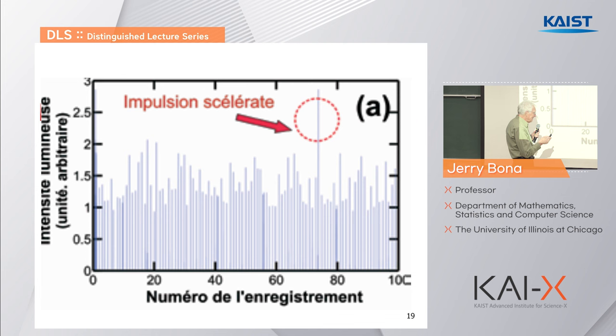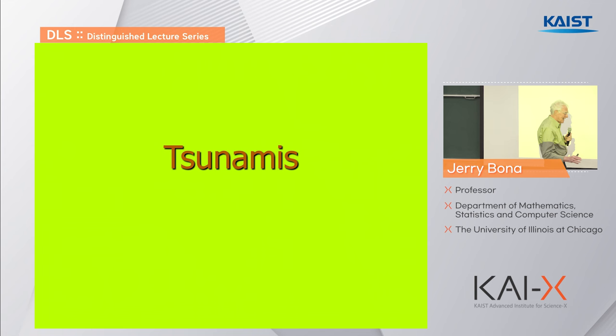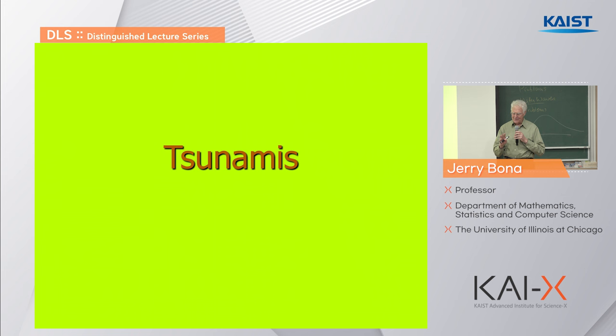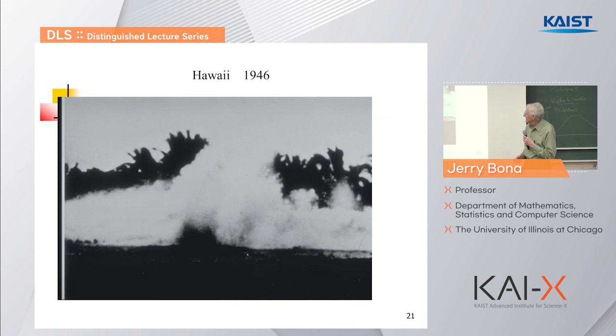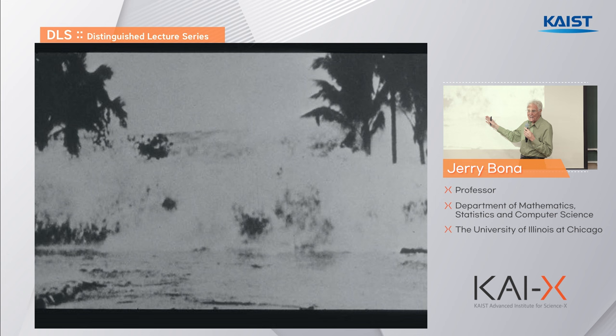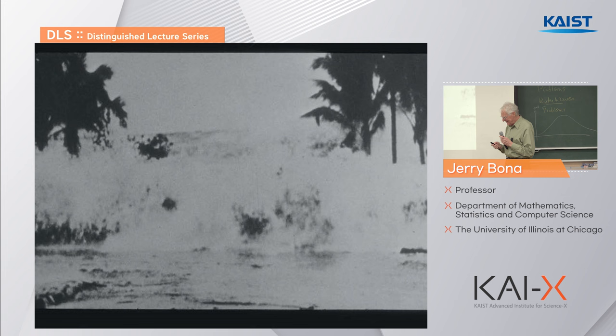Okay, now let's talk about tsunamis. Tsunamis are not like rogue waves. Tsunamis propagate across thousands of kilometers of ocean. They're not localized in space or time. They tend to be big, broad things. Let's look at some tsunamis. Okay, here's one. It's Hawaii, 1946. Not a very big tsunami coming on board. The guy should be running, by the way, not standing there in front of the wave. You'll see another example of this in a minute.